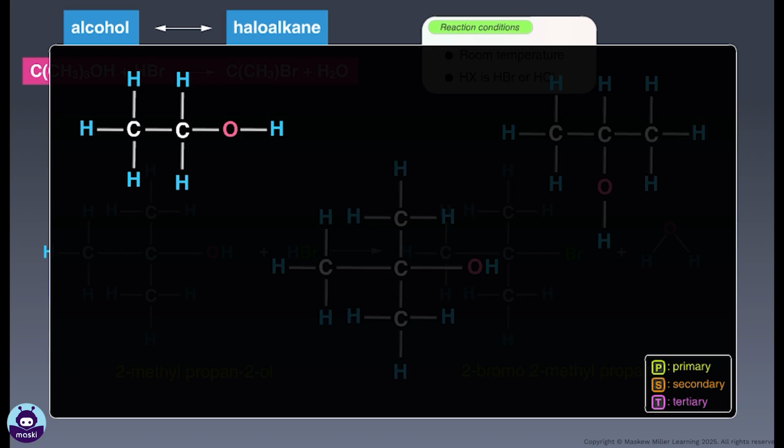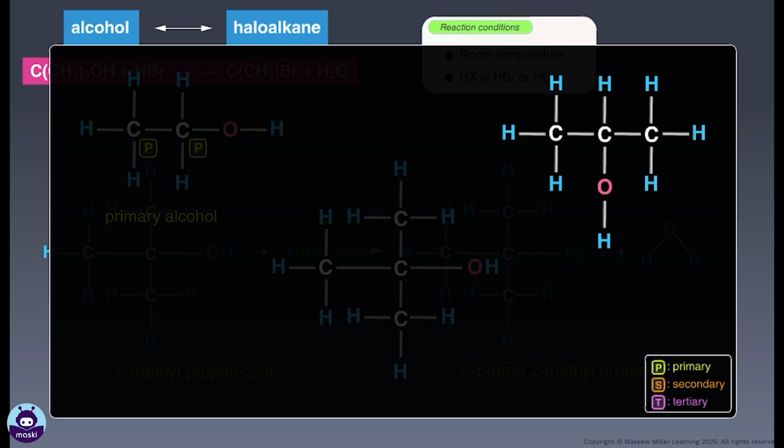In the first alcohol, the hydroxyl group is attached to a carbon that is at the end of a chain. The carbon atom is called a primary carbon atom, since it is bonded to one other carbon atom. The alcohol is called a primary alcohol. In the second alcohol, the hydroxyl group is attached to a carbon that is in the middle of the chain. The carbon atom is a secondary carbon atom, since it is bonded to 2 other carbon atoms. The alcohol is called a secondary alcohol.